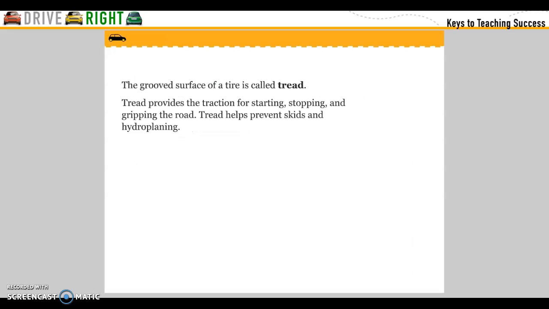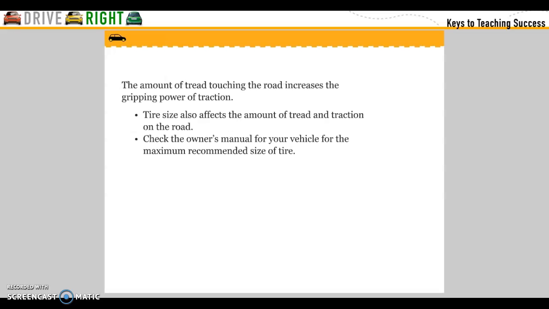The grooved surface of a tire is called tread. Tread provides the traction for starting, stopping, and gripping the road. Tread helps prevent skids and hydroplaning. The amount of tread touching the road increases the gripping power of traction. Tire size also affects the amount of tread and traction on the road. Check the owner's manual for your vehicle for the maximum recommended size of tires.